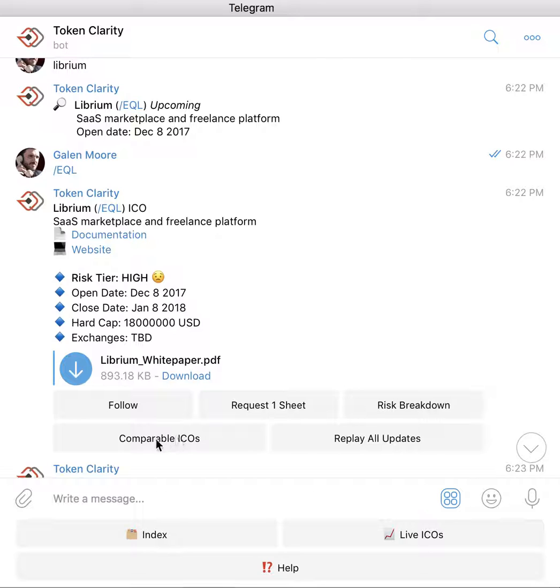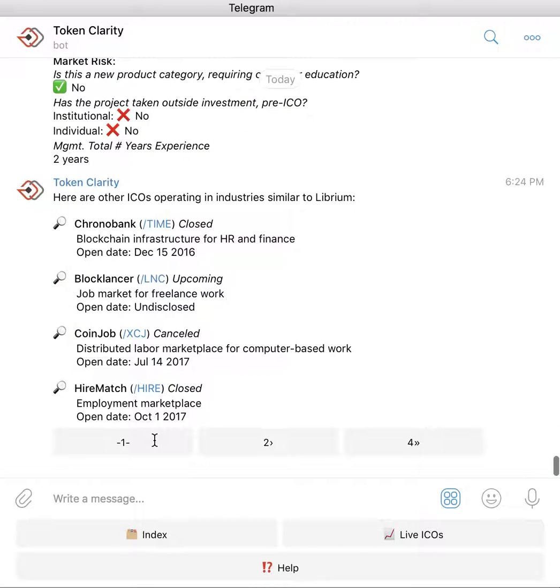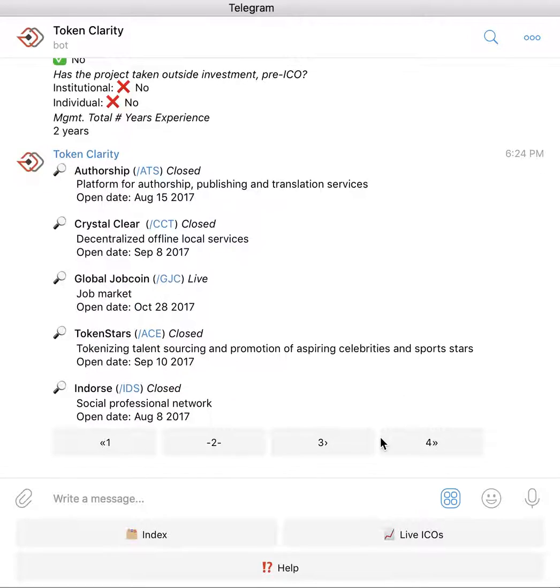What you can also get is a look at what are some of the other projects in the market that are operating at the same time. So coming out soon, out now, closed previously. Similar comparable projects that you might want to also consider or weigh against the ICO that you're looking at now. So here are a few that are similar to Librium. There are about 4 pages of results here, so you can see that it's a fairly healthy level of activity in this category of sort of human resources and talent sourcing and the like.